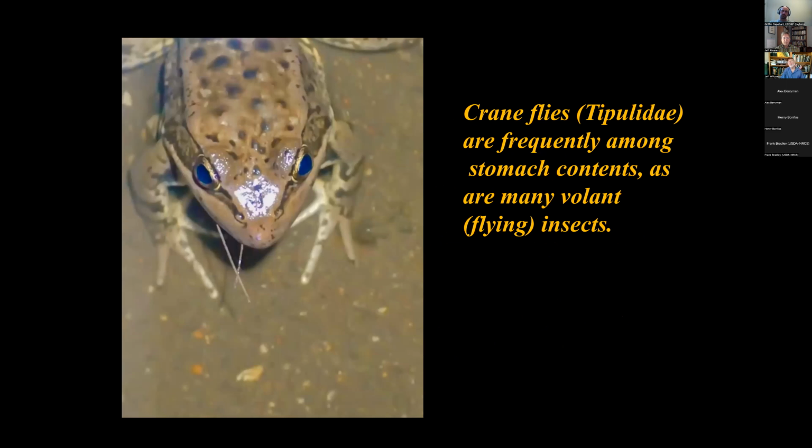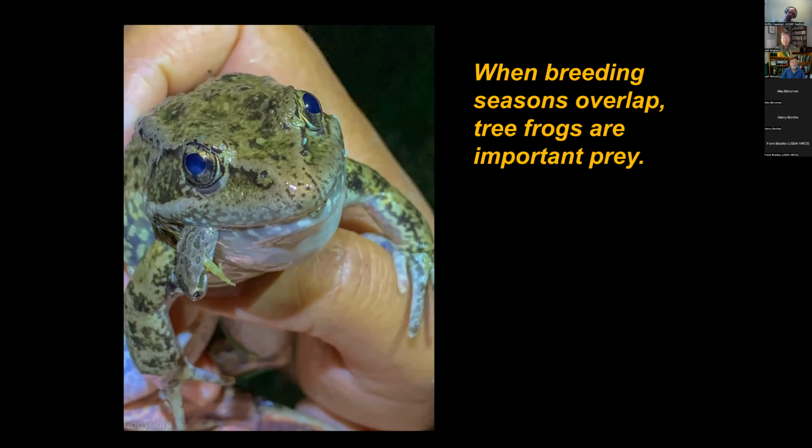This is what you normally see. You kind of have to guess what's going down the hatch. So this is a red-legged frog with a crane fly. You guys may know them as mosquito hawks, but they're from the family Tipulidae, and they are one of the most frequent prey items that we see red-legged frogs eating.